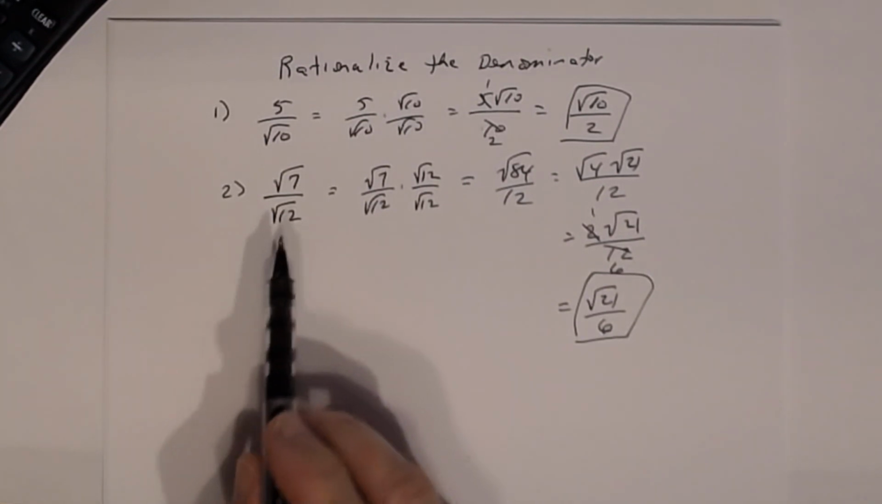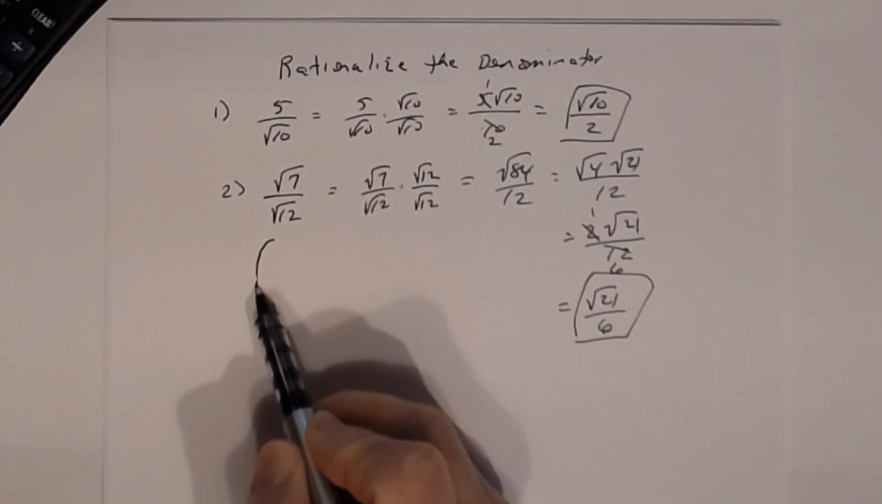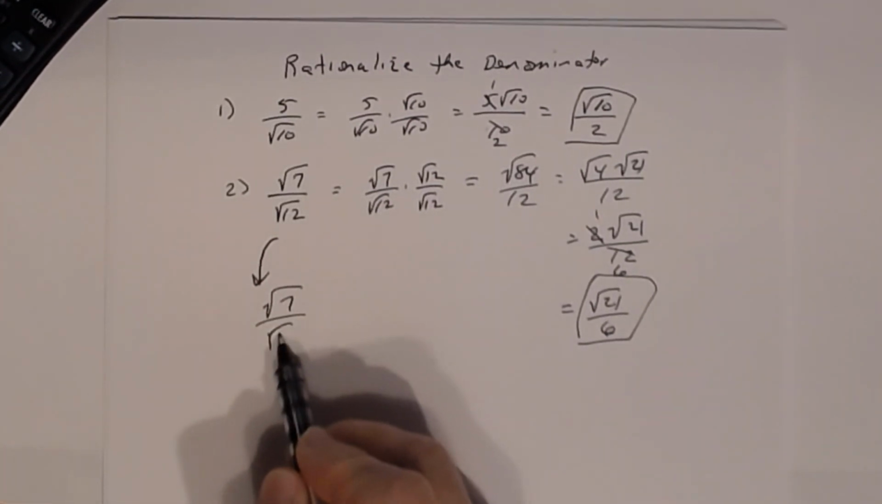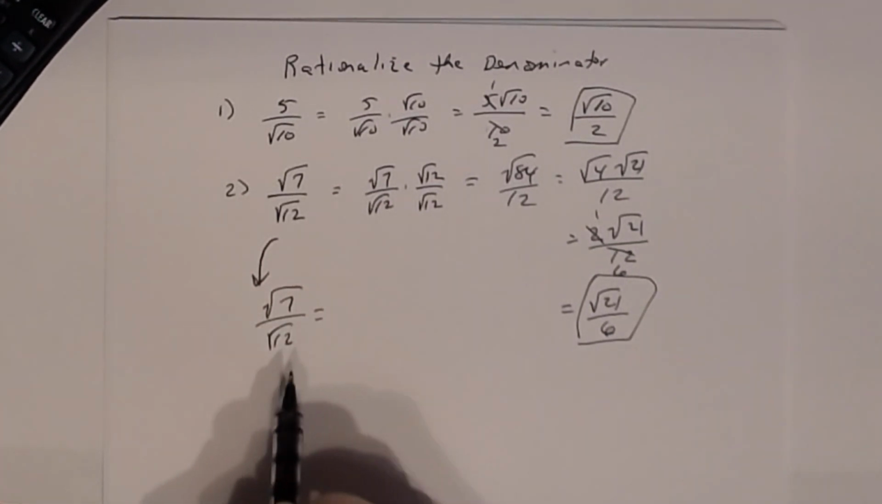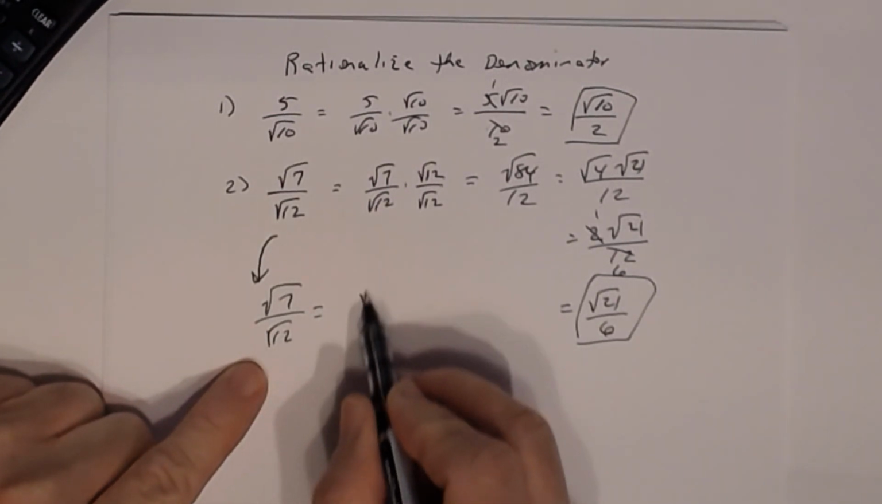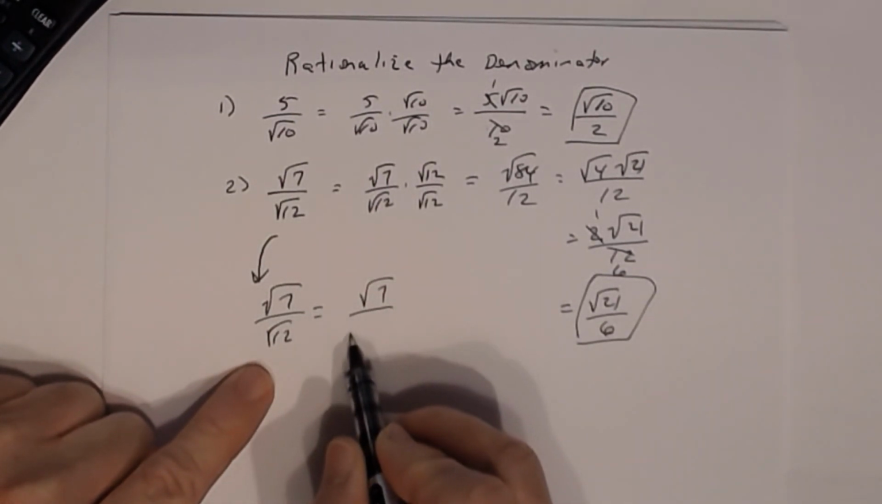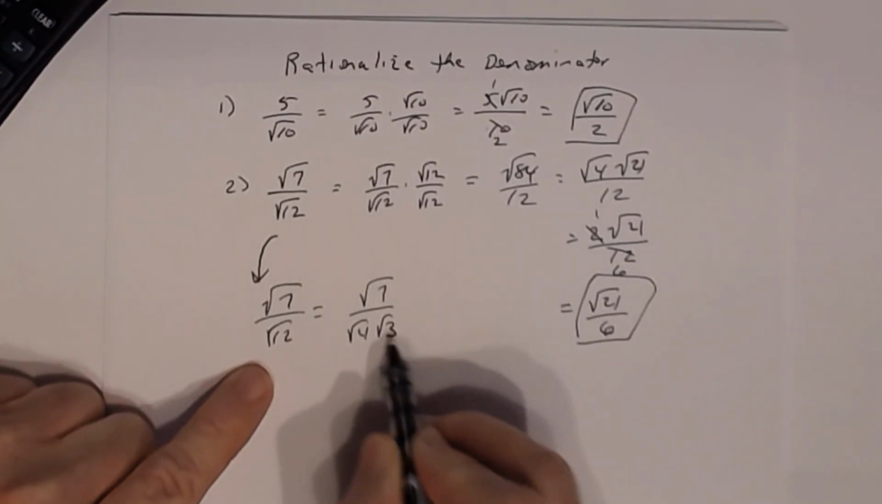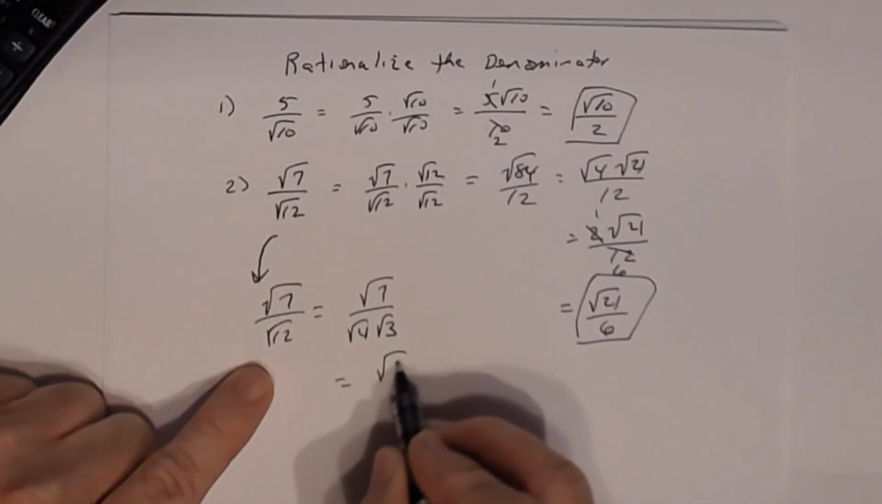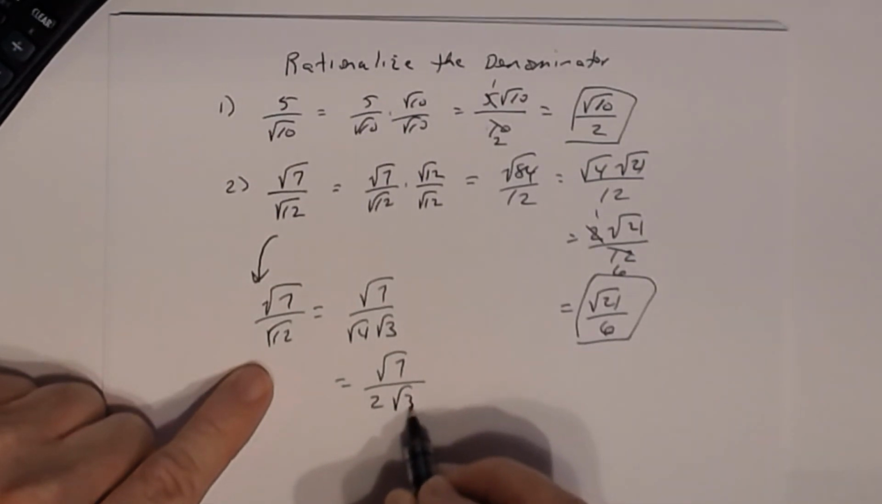Now what some students will do is this. Here's another approach. So you have the square root of 7 divided by the square root of 12. So what they'll do is they'll simplify the square root of 12 first, because they know that the square root of 12 is the square root of 4 times the square root of 3. And so the square root of 4 is 2, so you get the square root of 7 divided by 2 square root of 3.